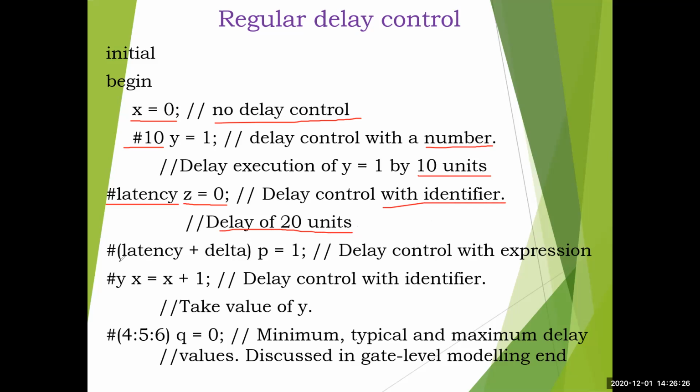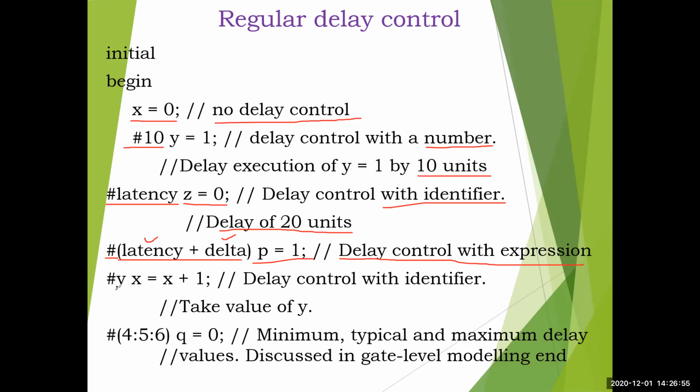Similarly, you can use an expression also. Okay, so latency plus delta. So here delta and latency will act as the operands and plus will act as the operator. So this combination is called an expression, and hash symbol for p equal to 1 to execute. This is used just to show you various ways how we can specify delay control. So this is called delay control with expression. Okay, so it is 20 and this is 22 delay units.